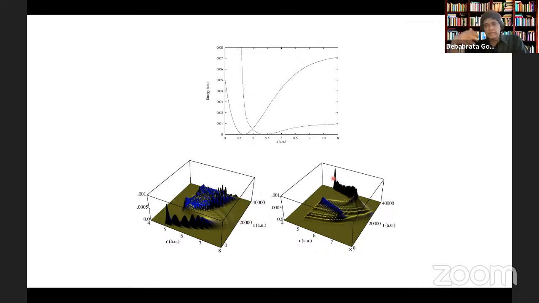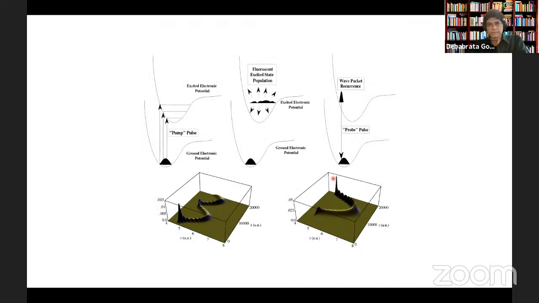Otherwise, you will be having a superposition which you have no control of. So that way, preparation of state with shaped pulses is also very interesting and useful. Here is the example that we were able to show theoretically in earlier days as to how you could take a pulse into the excited state and create wave packet recurrences.